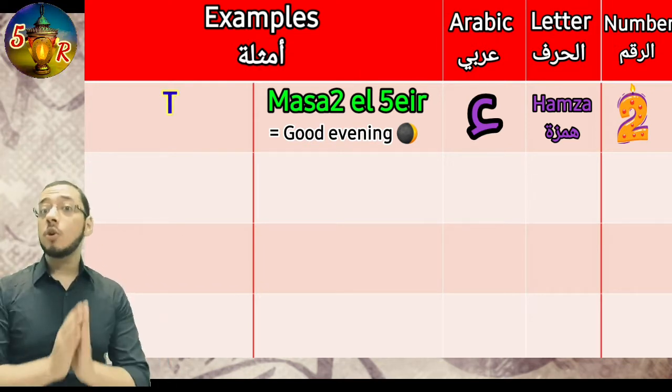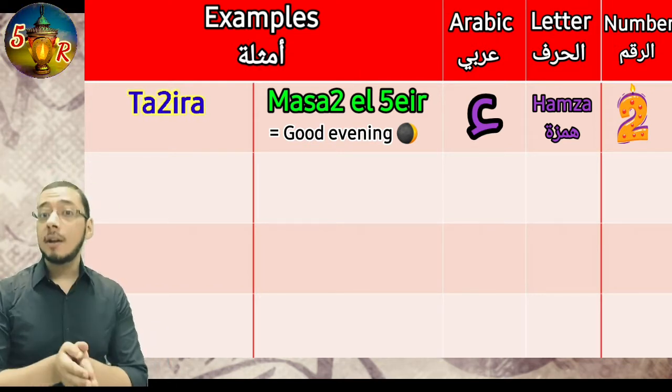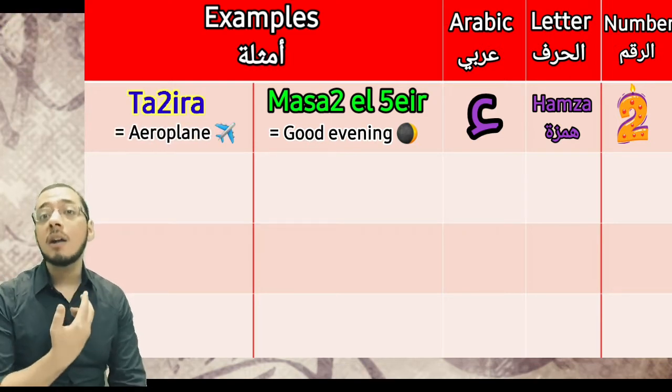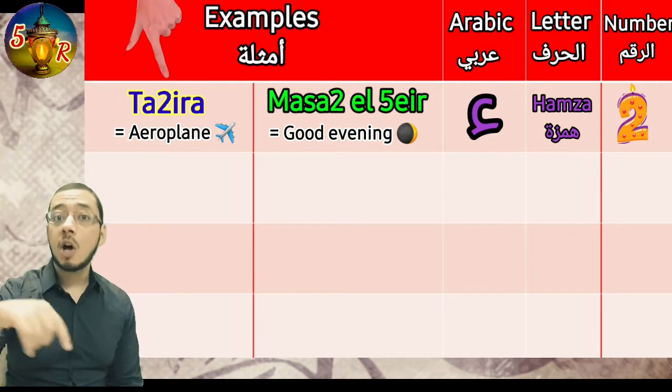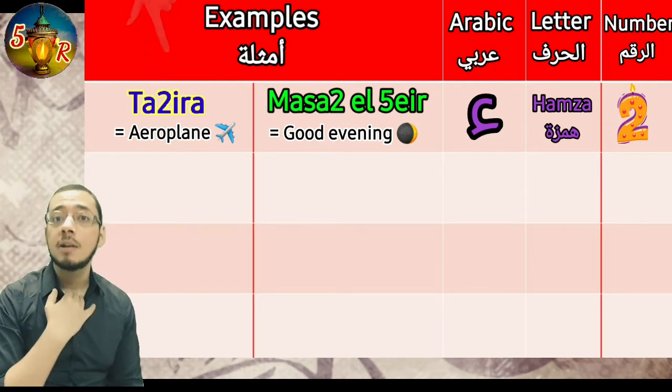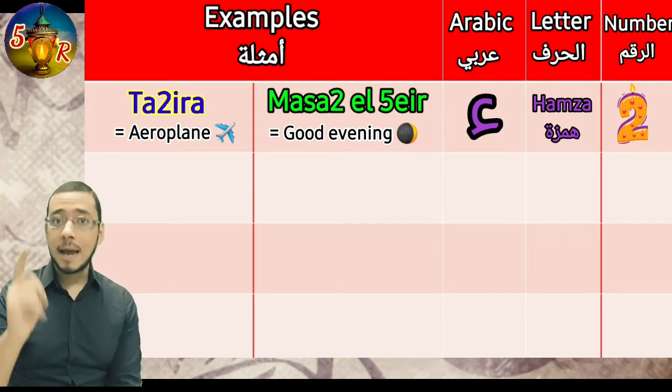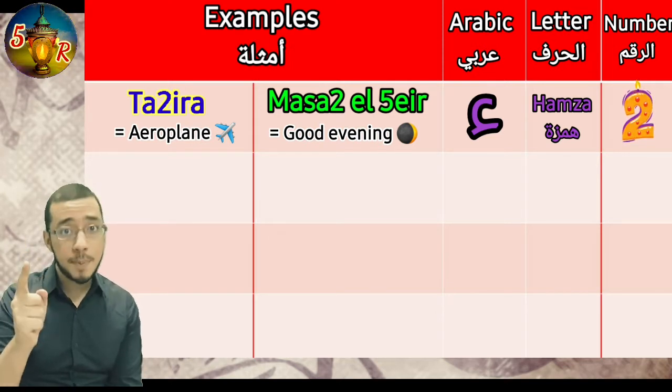Another example is the word طائرة. طائرة means aeroplane. You see how I make it? After طا, there is this pause. Now faster. طائرة. So always remember, Hamza is not a sound, it's a stopping of the sound.